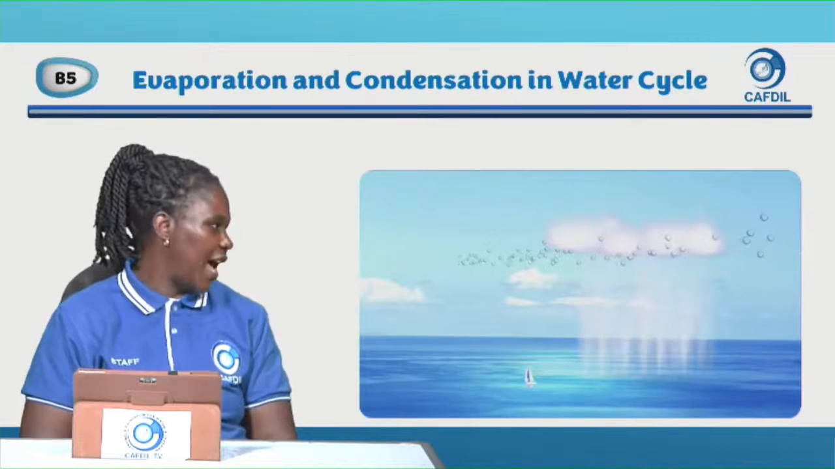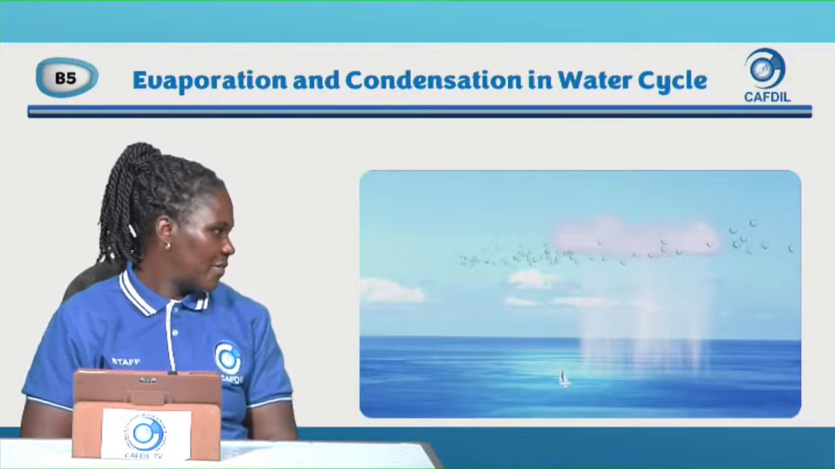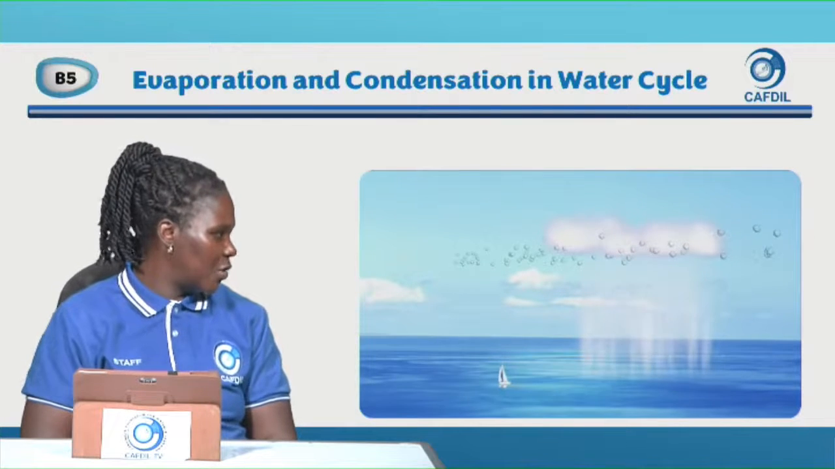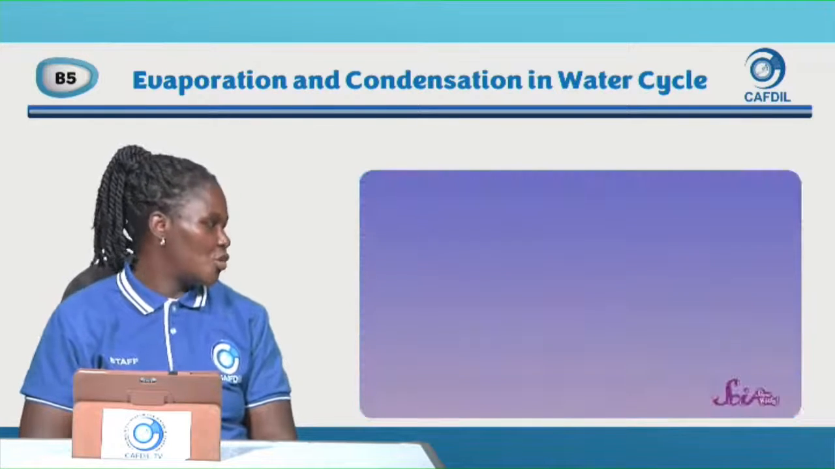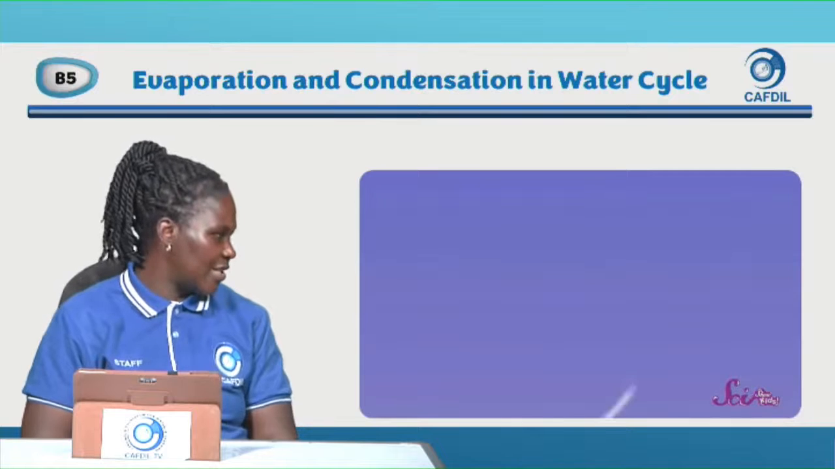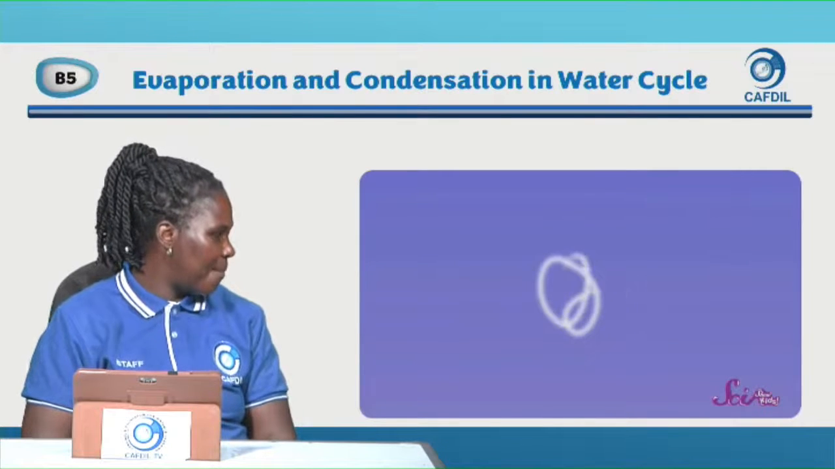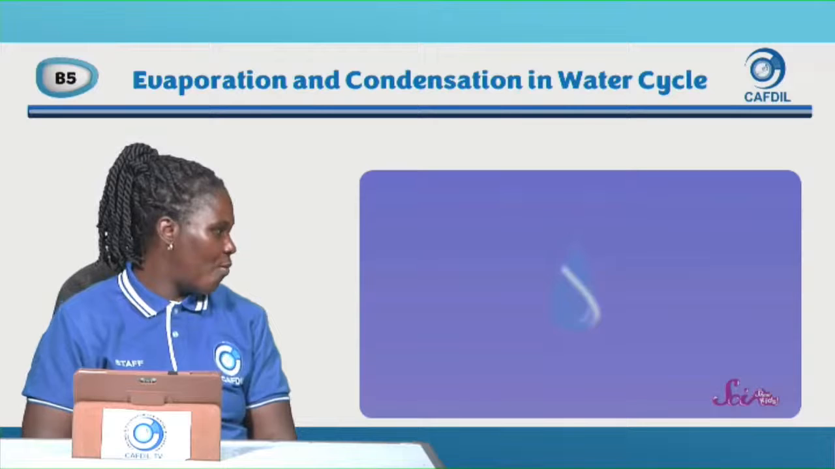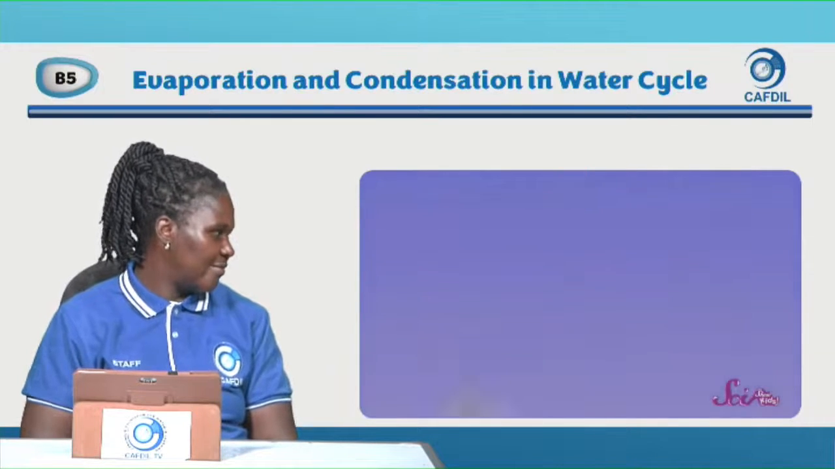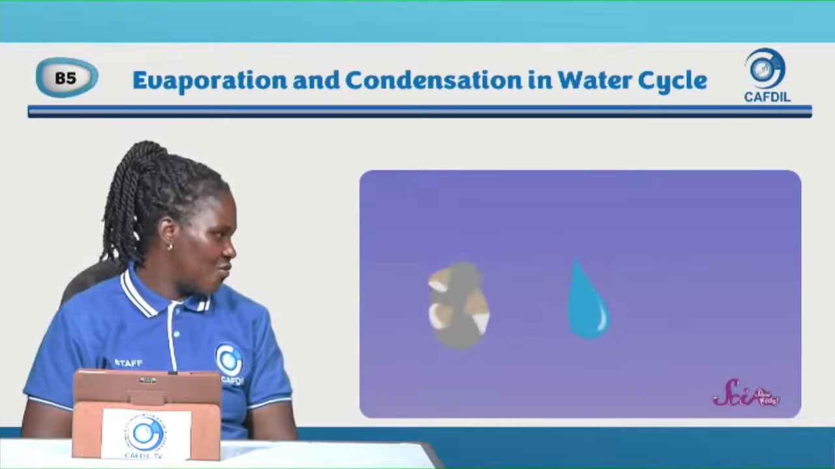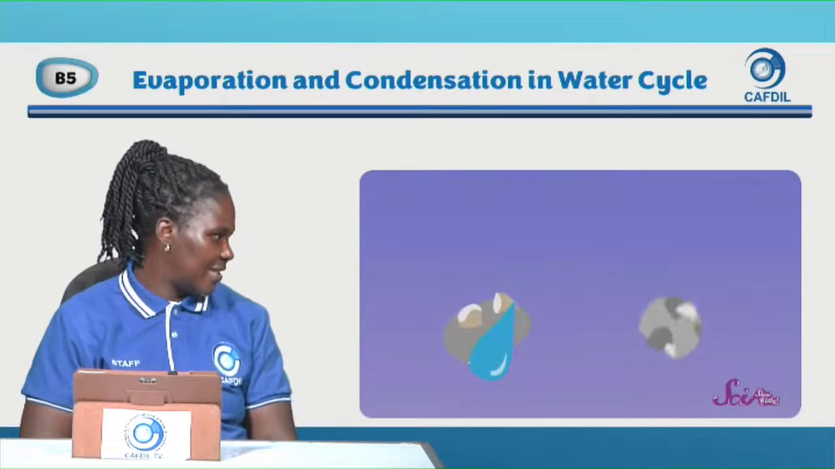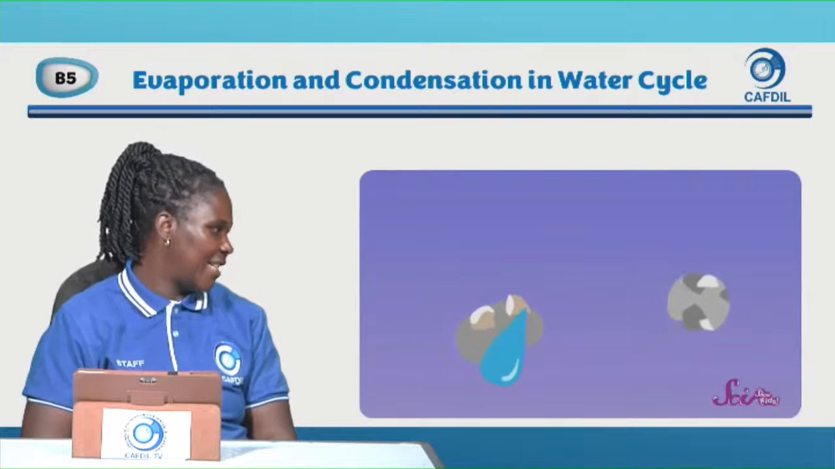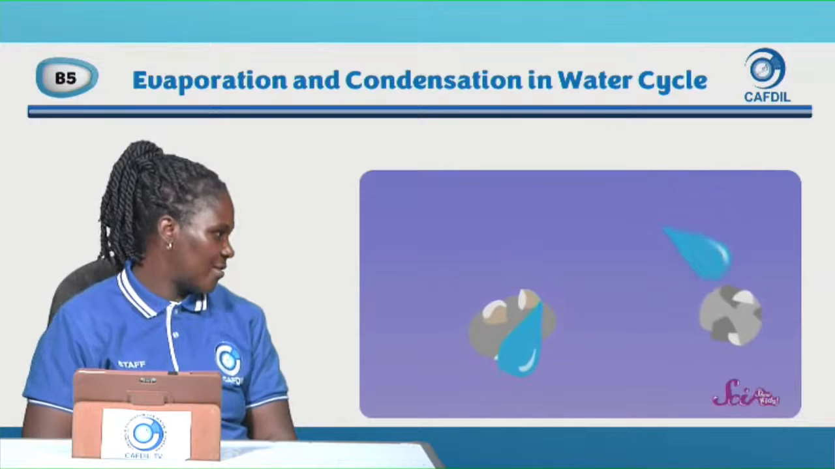When they get into the atmosphere, the individual molecules of water, 2 molecules of hydrogen and then 1 oxygen, separate and they come back to form water, and they fall as rain. Yes, let's look at it. This is the water cycle. How rain falls.